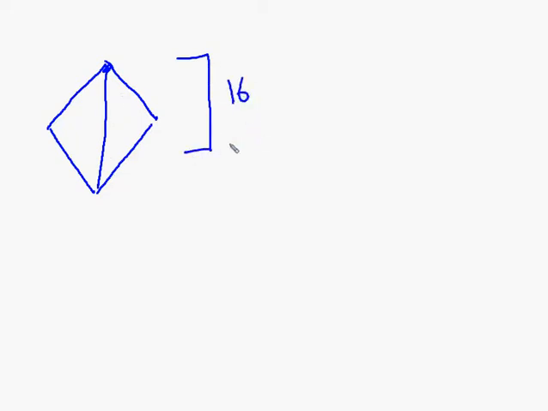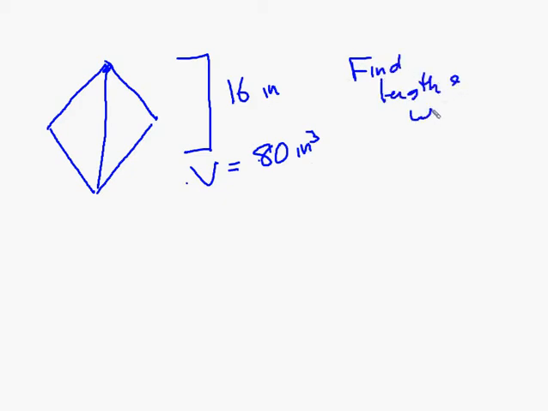Let's do a square pyramid, same idea, and then honors is going to be a cone. Okay, so we have a square pyramid. That's going to be an important piece of information. I'm going to give you the height of this: 16 inches. And I'll tell you the volume of this pyramid. Let's say that's 80 cubic inches. And I want you to find the length and width of the base.